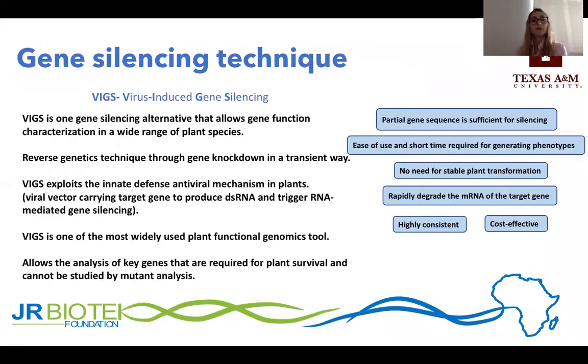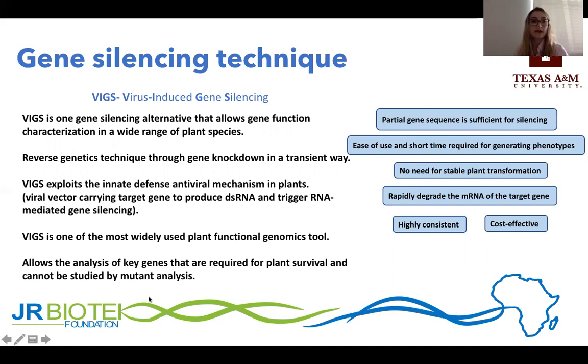So here I'm going to explain what VIGS is and the fundamentals of this technique. VIGS stands for virus-induced gene silencing and is a technique that allows the silencing of a gene for its function characterization in a wide range of plant species. For VIGS, you will only need a partial gene sequence for inducing the gene silencing, but it's important that you have the whole genome already sequenced.